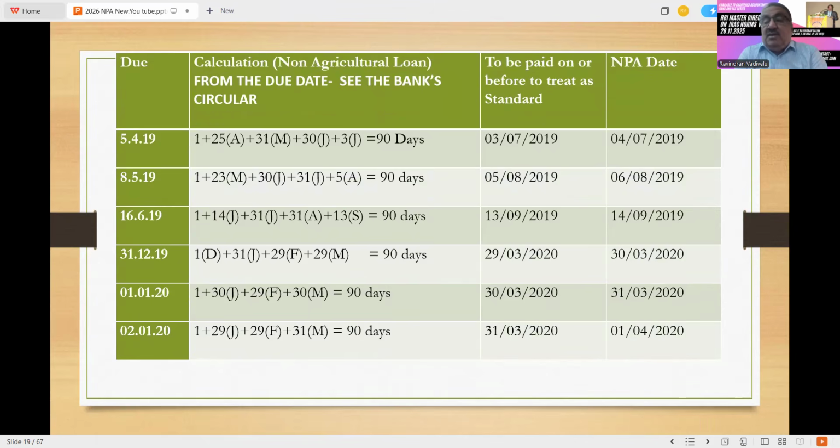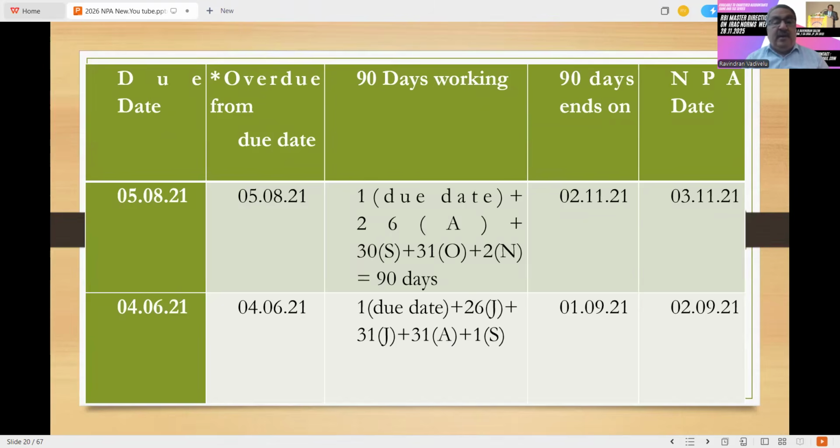Suppose an account which is due on 5/4/19 has not been paid on or before 3/7/2019, then that account will become NPA on 4/7/19. Same is the case with other things. And if it is a leap year, that's why I have written this Excel chart. If it is a leap year, you have to add 29 days for February. So this is also another very important thing, how to arrive at the NPA.